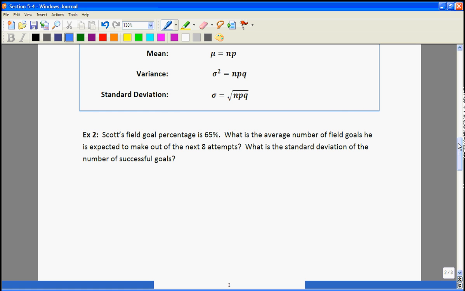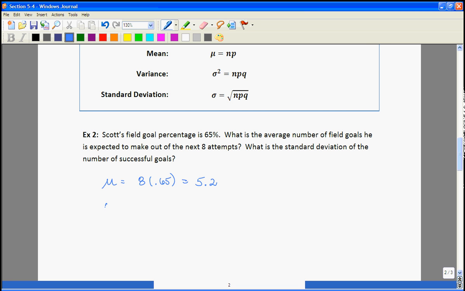Scott's field goal percentage is 65%. What is the average number of field goals he is expected to make out of the next 8 attempts? What is the standard deviation of the number of successful goals? Well, for the average or the expected value, remember those two are pretty much the same. We're going to say the number of trials, 8, times the probability of success, 0.65, and that is 5.2. So out of his next 8 attempts, he's going to make about 5 of them.